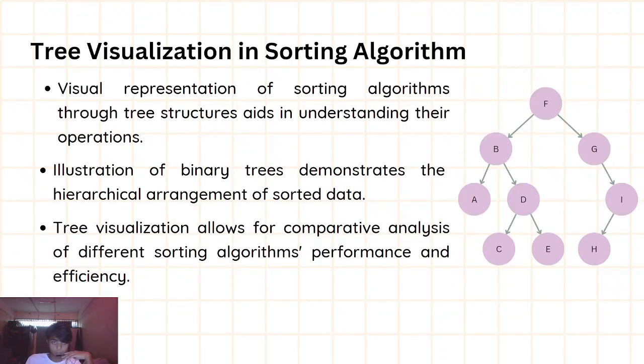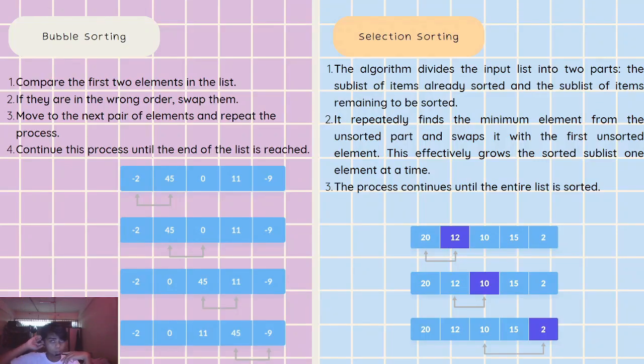Okay, so for the tree visualization part in sorting algorithm, we use a tree structure because it's easier to understand their operation, and it's also comparative to analyze different sorting algorithm performance and efficiency. Okay, that's for the tree visualization. Okay, back to the sorting algorithm.